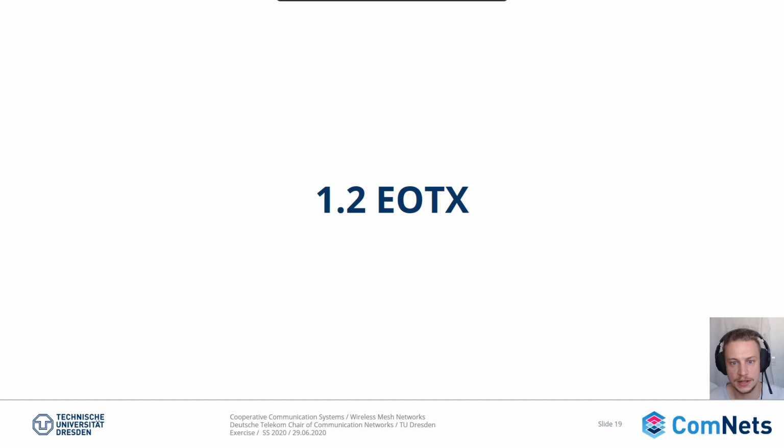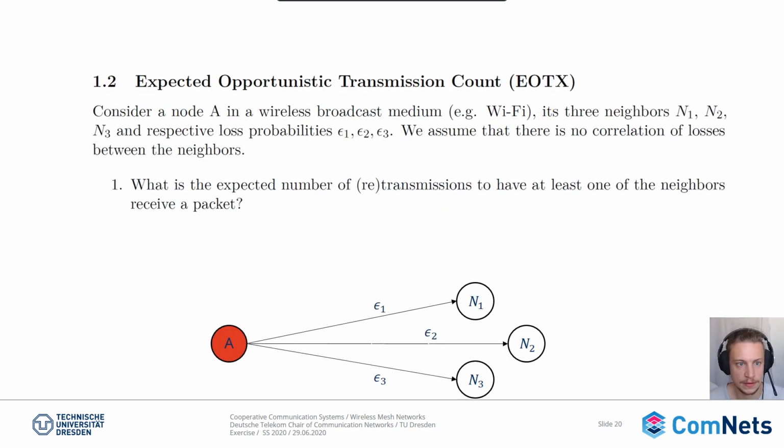So after speaking about an ETX link metric, we speak about the EOTX link metric in this case. The task is we have a node in a wireless broadcast medium, so a layer 2 broadcast medium. It's not about a routing scheme, but it's a medium where a message is received by anyone in radio range, which are the neighbors N1, N2 and N3 here, which are in radio range of A. They have each individual loss probabilities epsilon 1, 2 and 3, and we have no correlation of losses here, which is a standard assumption in opportunistic routing.